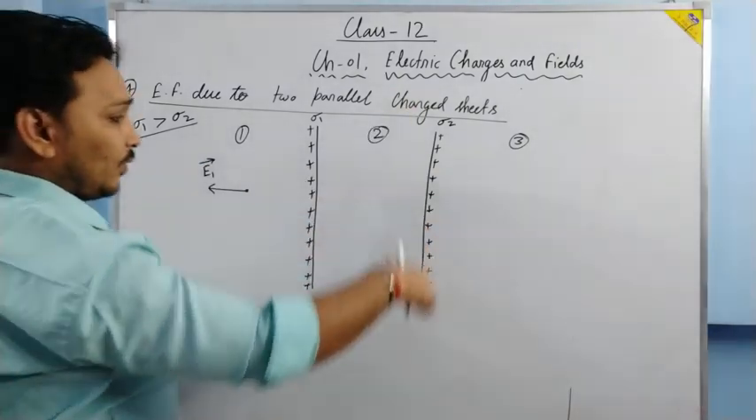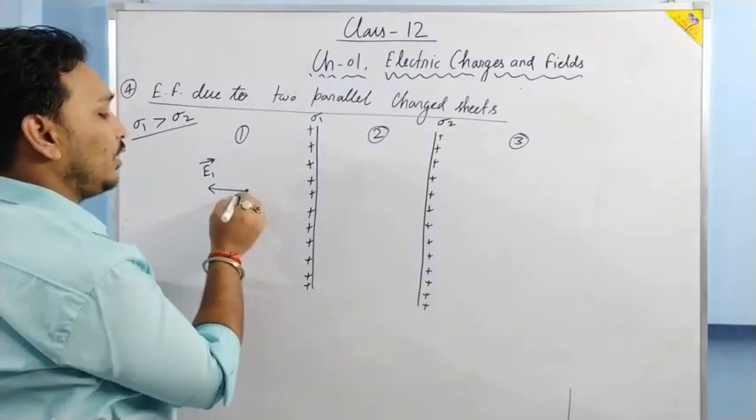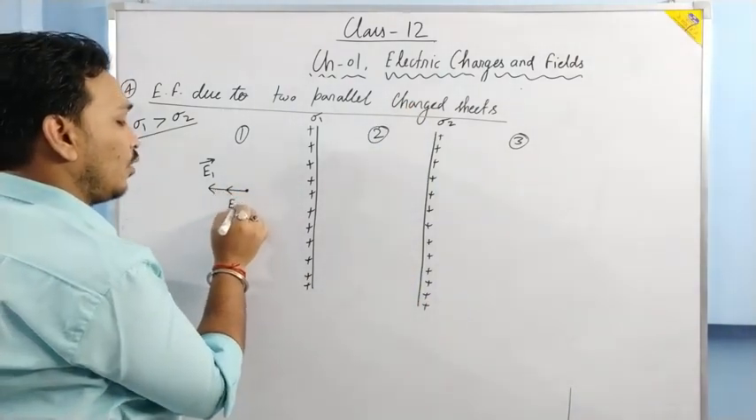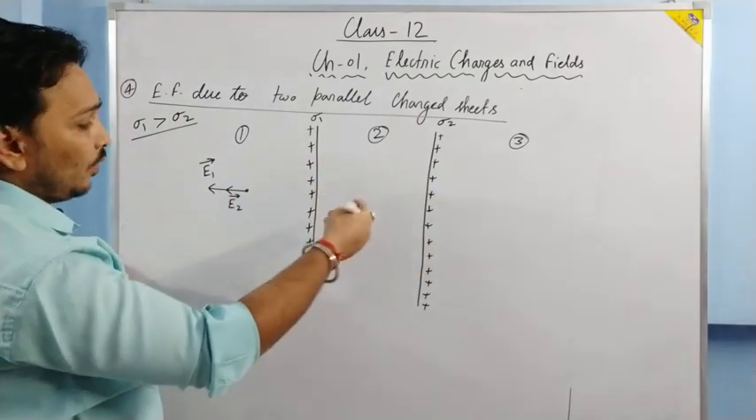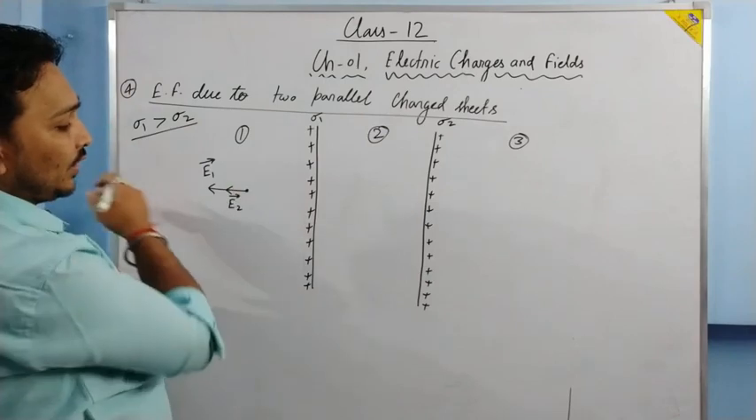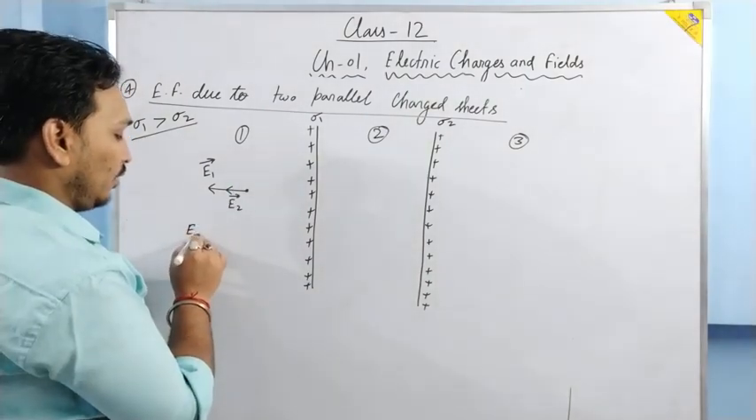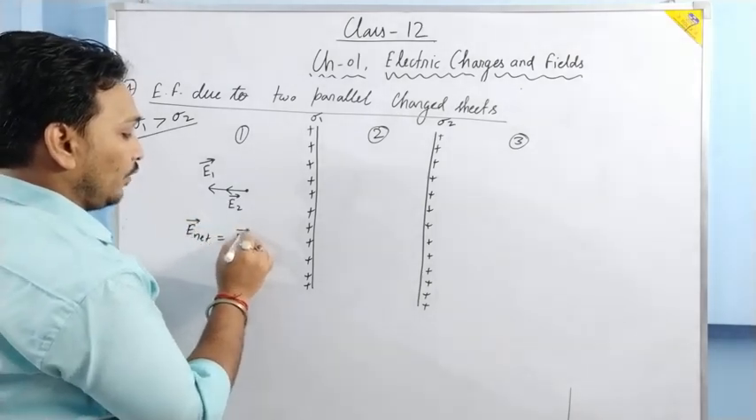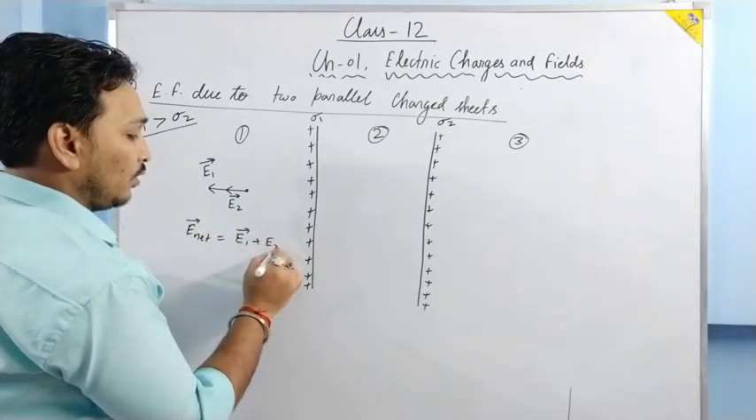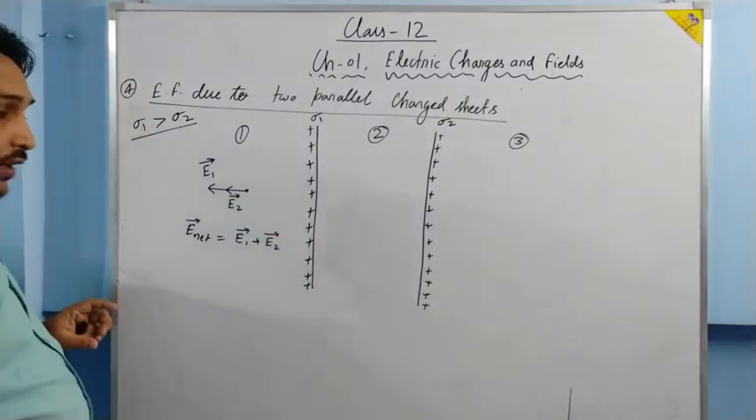And because of the sigma 2 plate now, what is the electric field at this point? Obviously it will be in the same direction. Why is it so? Because it is also positive charge. Both the electric fields will be away from the sheets only. So in this direction the electric field will be there. So here the net electric field will be E1 vector plus E2 vector.